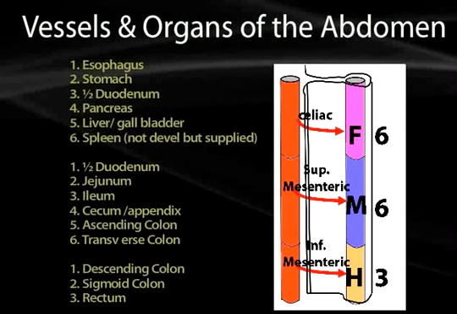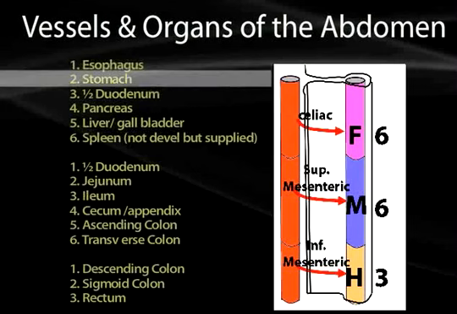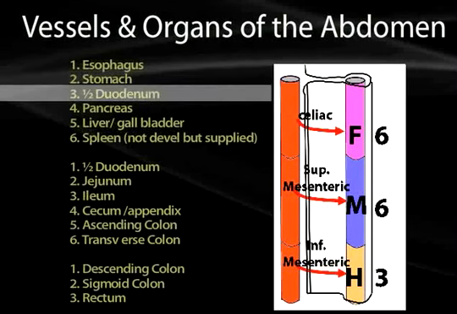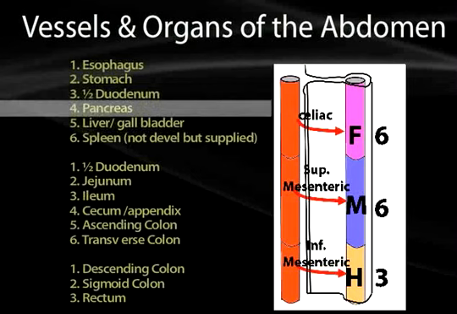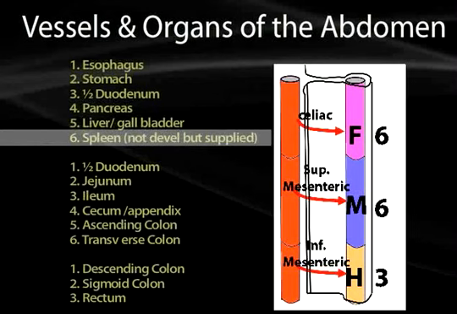So what are the 6 portions I want to remember? 3 of them in the foregut are tube, and 3 of them are associated organs. First we have esophagus, then stomach, and then the proximal half of the duodenum. And then the associated organs I want to recall of foregut are going to be pancreas, liver and gallbladder, and the spleen, which is not really a foregut organ, but it is associated vascularly.